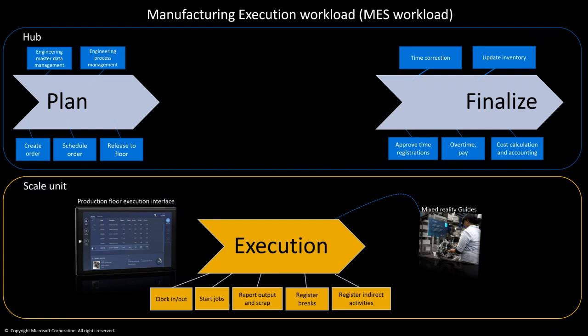Once the job is completed, we'd then move into the finalization phase. Again, an automatic synchronization is triggered, and that is synchronized back up to the hub for final actions on those orders in the system. So things such as time corrections, updating of the inventory, paying overtime, approving time registrations, cost calculations, and accounting. So ending and calculating, or essentially ending those production orders, let's say as an example, would all be done on the hub units.